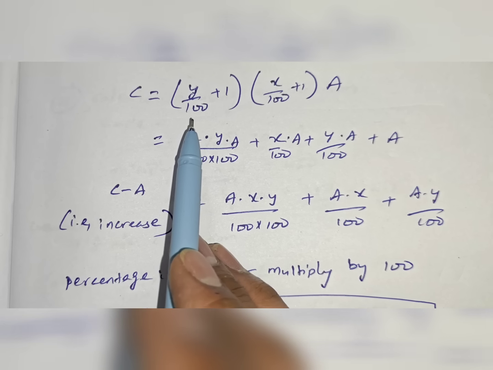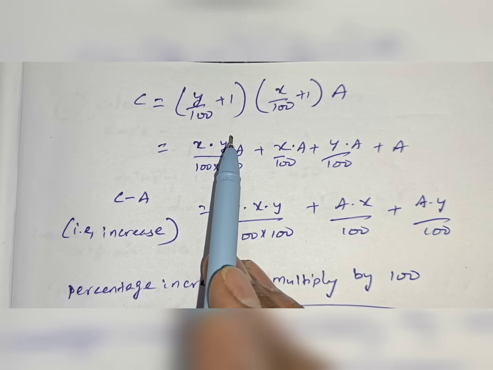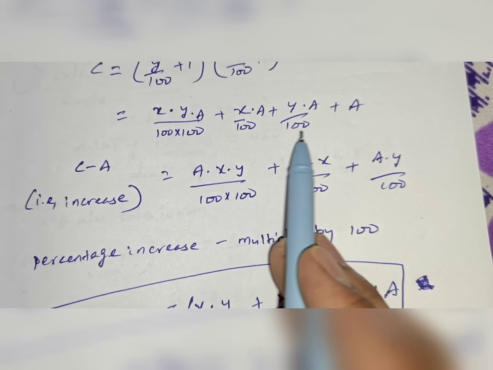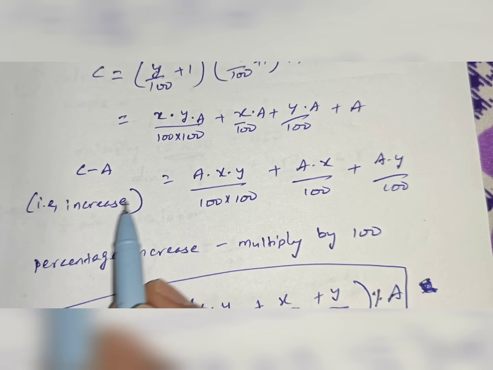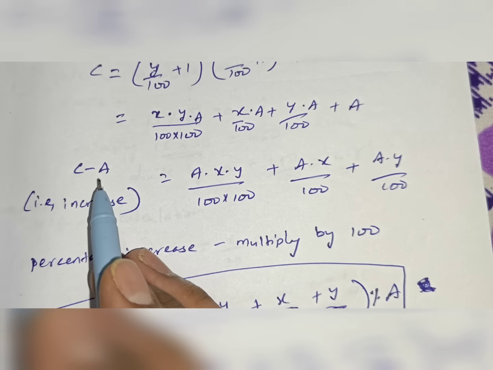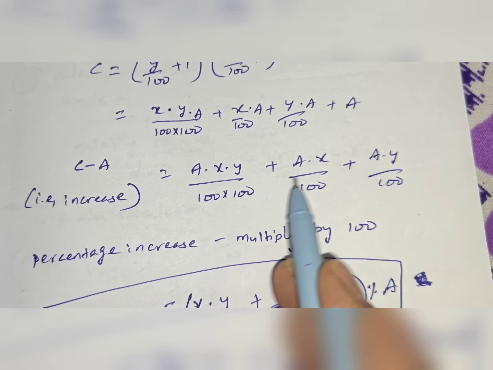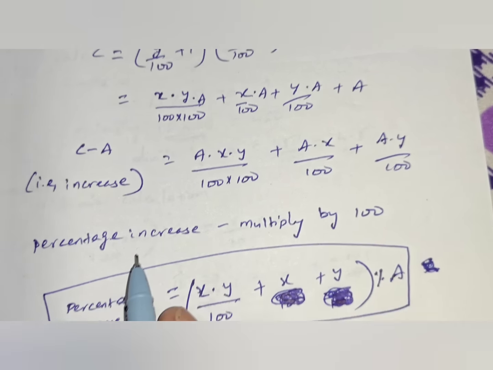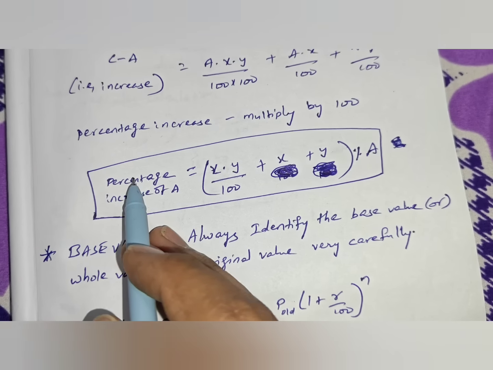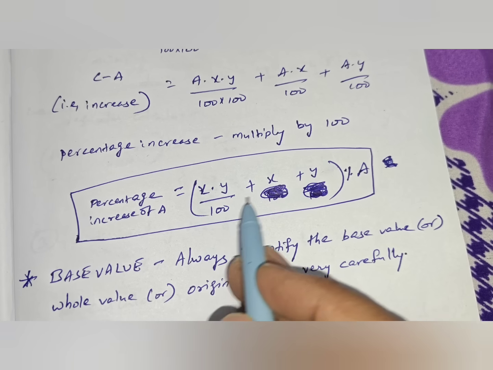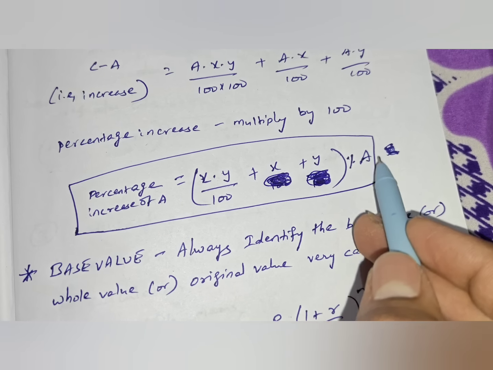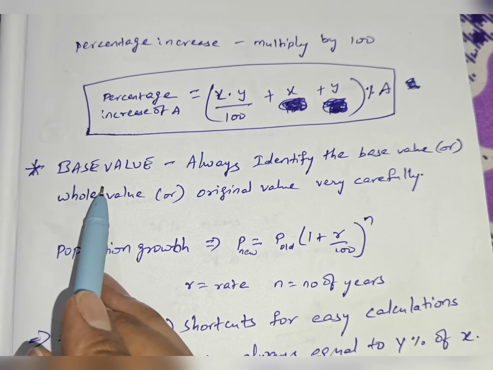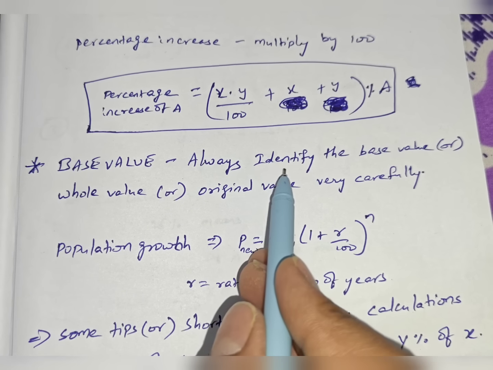c is equal to y by 100 plus 1 into x by 100 plus 1 into a, and multiplying and splitting the terms, you get x into y into a by 100 into 100 plus x into a by 100 plus y into a by 100 plus a. Bringing the term a to the left hand side, we will get the total change as x plus y plus x into y by 100 percent of a. So here observe one thing, the base value. The base value identification is the trick, and there lies the whole magic in solving any problem related to percentages.